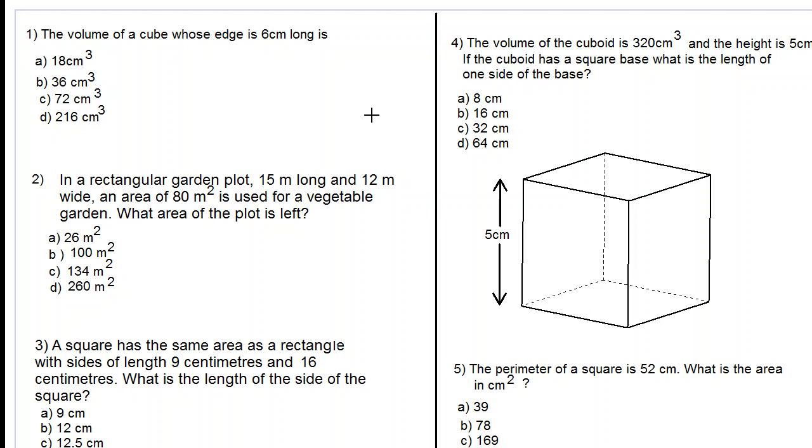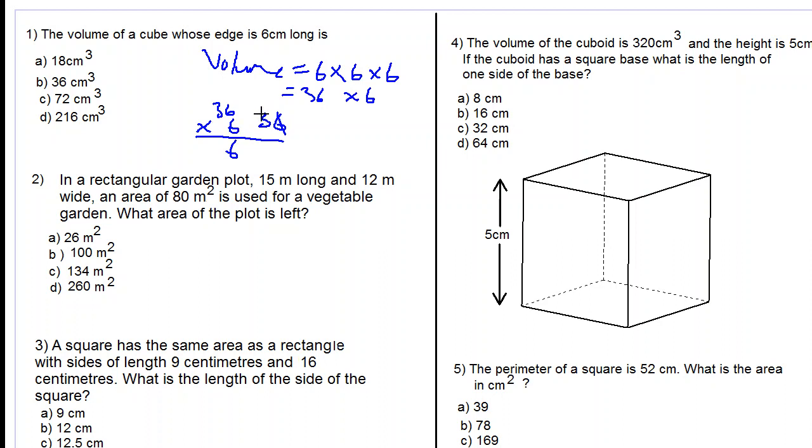Number 1, the volume of a cube whose edge is 6 centimeters long is. So if we have a cube of edge 6 centimeters, that volume will be equal to 6 multiplied by 6 multiplied by 6. 6 sixes are 36 multiplied by 6. So let's work that out. 36 multiplied by 6. 6 sixes are 36, cross the 6. 3 by 6 is 18 plus 3 is 21. So we get 216 cm cubed. Our answer is D.